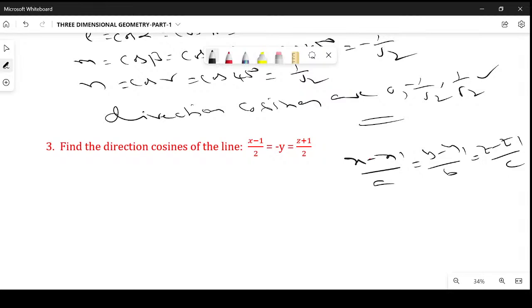So first, given the line equation, I write the standard form. I can write the given line as (x minus 1) by 2 equal to y by minus 1, equal to (z minus of minus 1) by 2. That means this line passes through 1, 0, because I can write this as y minus 0.